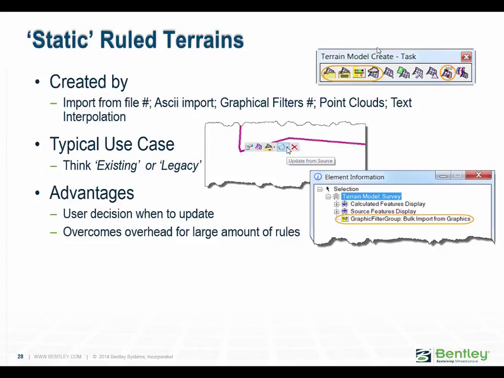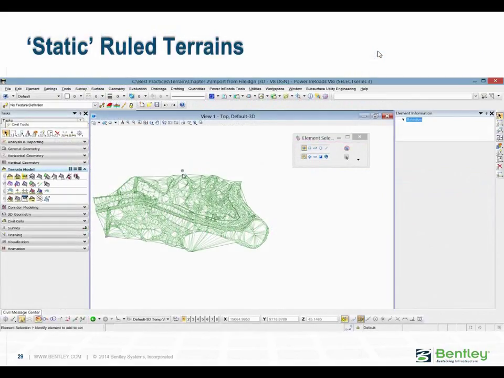It overcomes some of the limitations of the dynamic rules, in that I can have one rule for thousands of elements as opposed to thousands of rules on all these individual elements. So I have one rule that controls all of those elements, and that could be tens of thousands, hundreds of thousands of elements if we needed to. There is a disadvantage, and that's change management, change notification. If that external file updates, you need to be notified of that, and you need to know that you need to update it. Let's take a look at what we mean by static terrain.